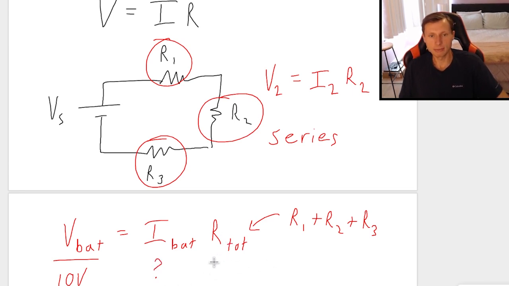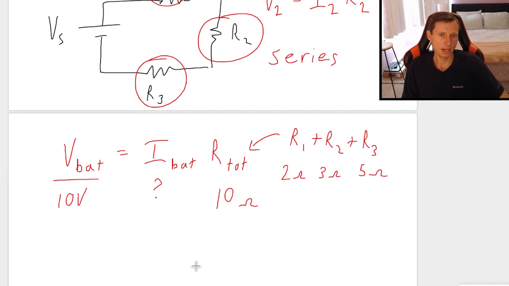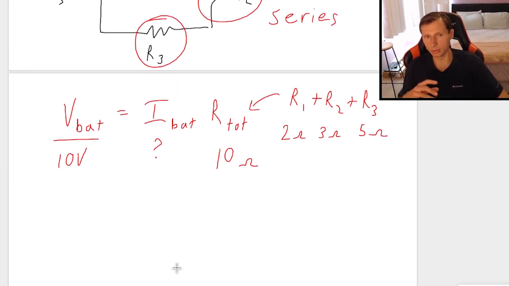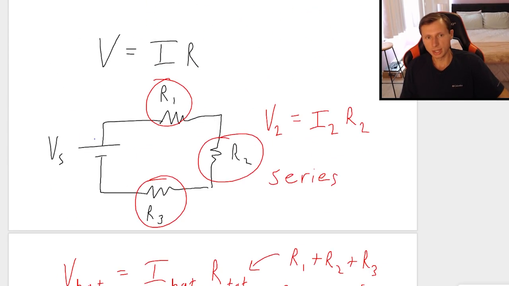And usually I'm given the resistors, let's just make up numbers, 2 ohms, 3 ohms, and 5 ohms, for therefore a total of 2 plus 3 plus 5, 10 ohms. And then I can easily find the current going through the battery, which would just be the voltage, 10 volts, divided by the total resistance, 10 ohms. The current going through the battery is 1 amp, which I can then draw on my circuit.